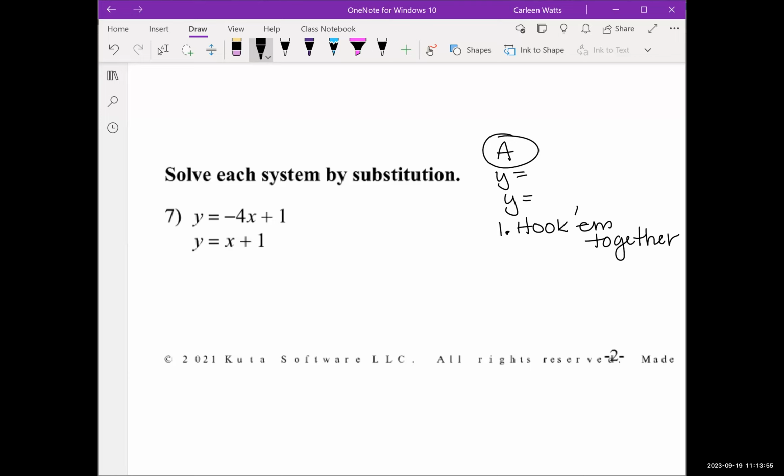I think, what is it? Texas A&M is like, hook them. They have this little thing with their hands. Hook them together.